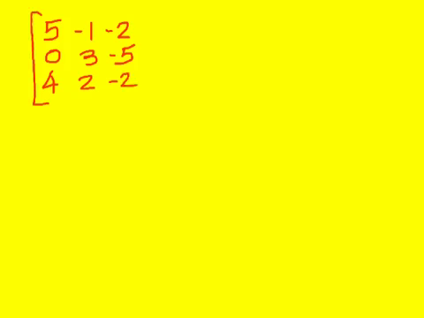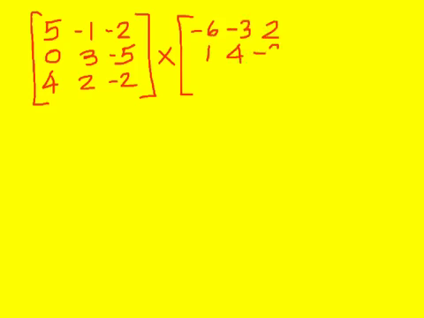The practice problem is this. 5, negative 1, negative 2, 0, 3, negative 5, 4, 2, and negative 2 for the first matrix, and the second one is negative 6, negative 3, 2, 1, 4, negative 2, 5, 6, and 3.